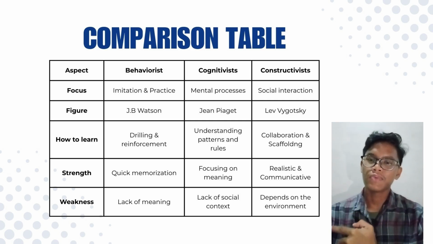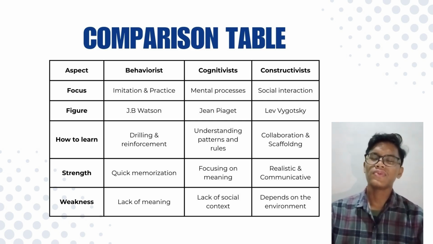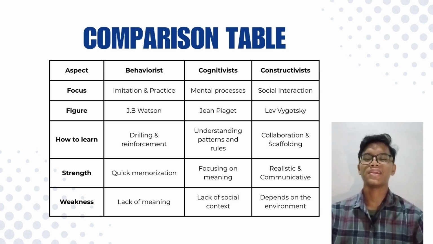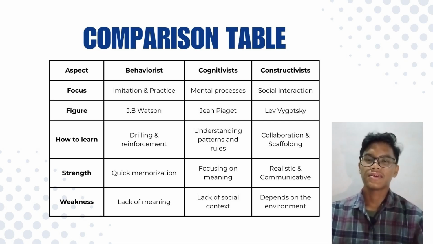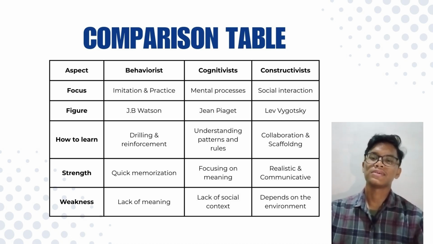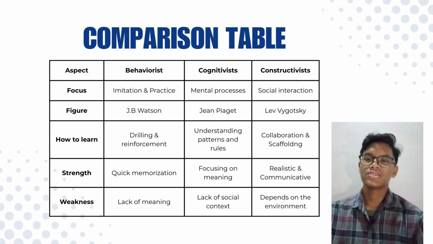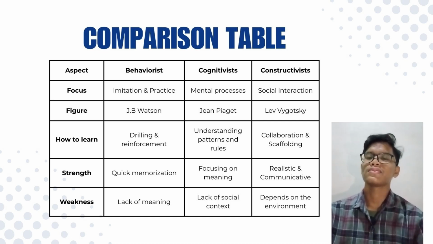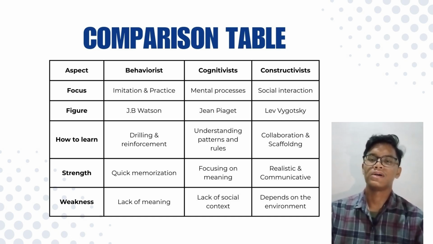And in this table, we can compare the three main theories of language learning. Behaviorists, represented by J.B. Watson, focus on imitation and practice. Learning happens through drilling and reinforcement. This is good for quick memorization, but the weakness is that it often lacks deeper meaning.